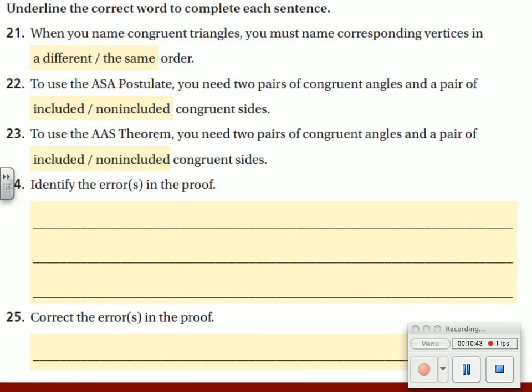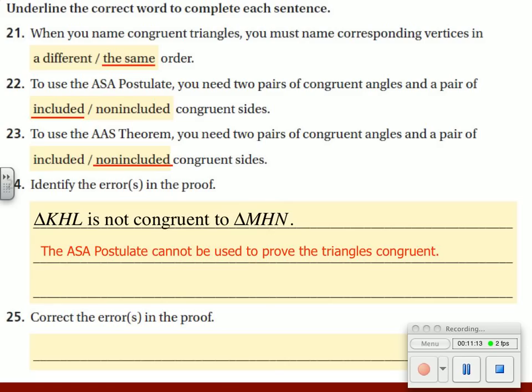So let's try to straighten this out. When you name congruent triangles, you must name corresponding vertices in the same order. To use the ASA postulate, you need two pairs of congruent angles and a pair of included congruent sides, and that's our problem here. To use the AAS theorem, you need two pairs of congruent angles and a pair of non-included congruent sides, and that is what we have. So triangle KHL is not congruent to triangle MHN. The ASA postulate cannot be used to prove the triangles are congruent. But I can say that triangle KHL is congruent to triangle NHM. The letters and vertices must be in the correct order by the angle-angle-side theorem.